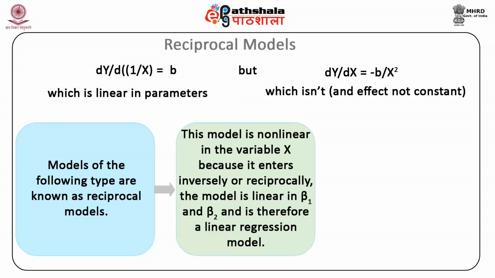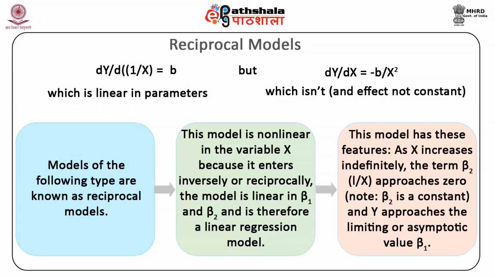Now models of the following type are known as reciprocal models. Although this model is non-linear in the variable x because it enters inversely or reciprocally, the model is linear in beta 1 and beta 2 and is therefore a linear regression model. Now this model has these features. As x increases indefinitely, the term beta 2 times 1/x approaches 0. Please note that beta 2 is a constant, and y approaches the limiting or asymptotic value beta 1. Therefore, models like this have built in them an asymptote or limit value that the dependent variable will take when the value of the x variable increases indefinitely.